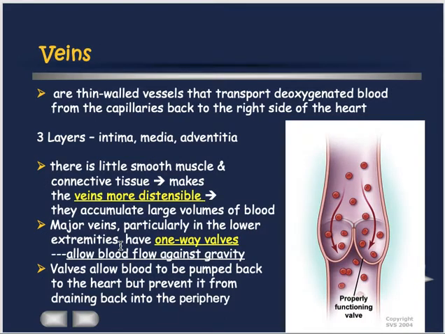Whereas the veins are thin-walled vessels, and they have little smooth muscle and connective tissue, and because of that, the veins are more distendable. That's the reason that most of the blood in the body, in the circulation, is in the veins. And some of the veins have valves, and that's one of the reasons there is no backflow. But in this lecture, we are going to discuss mainly the arteries.